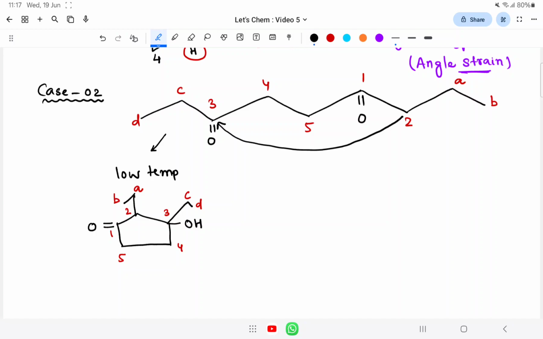Now what will happen at high temperature? Simply, when you heat it, you'll for sure get a condensation product, guys. So I hope you know what is going to happen now. Any guesses? This hydrogen and this OH are going to be eliminated, and what you are going to get will look something like this.